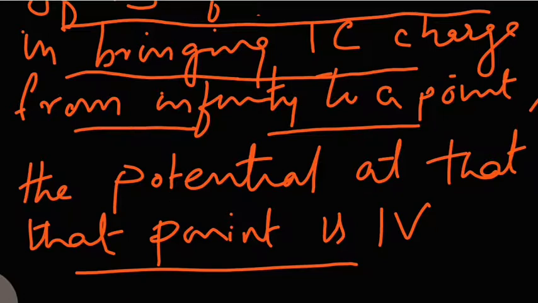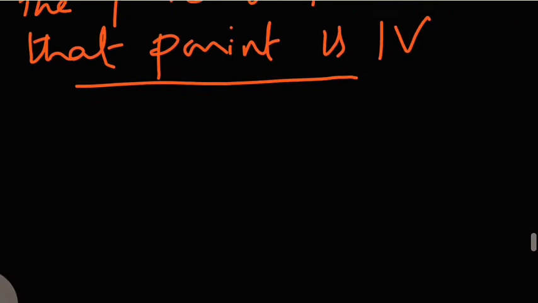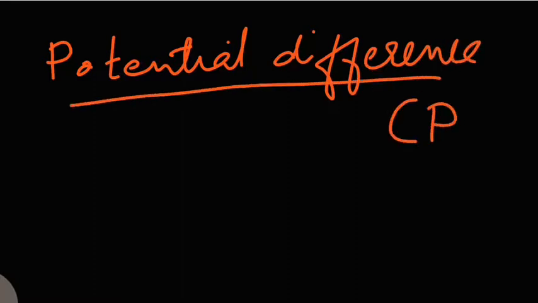Now next is potential difference. Once you know what is potential, it is easy to understand what is potential difference. So potential difference we represent using PD. Difference in potential, from the word itself we can understand the meaning. Potential difference will be the difference in potential.